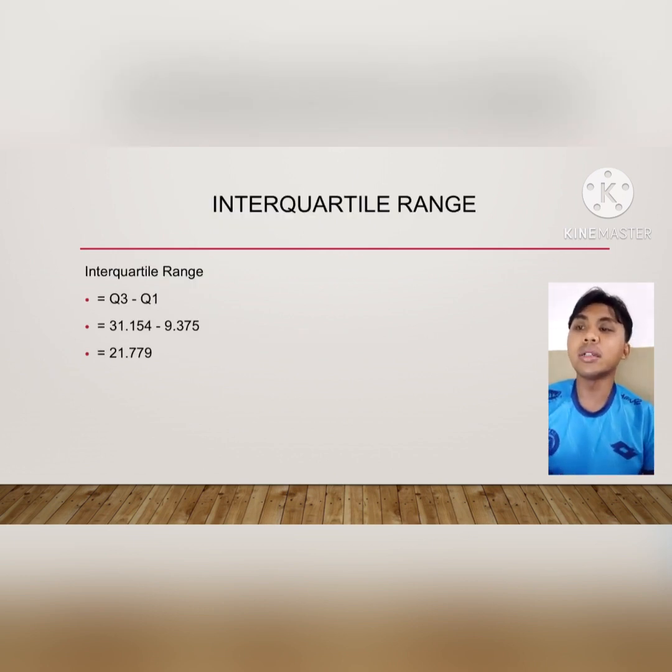After that, the interquartile range. In this part you combine the answer of Q3 minus Q1, and then you calculate and get the answer. For example, 31.154 minus 6.375, and the answer is 21.779.